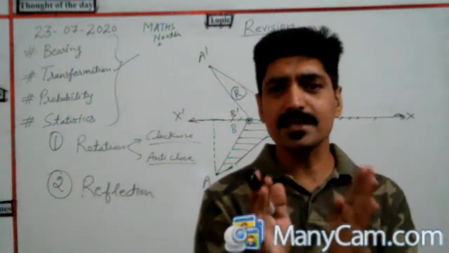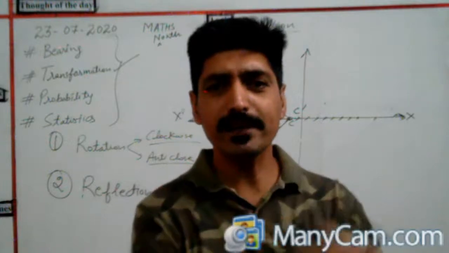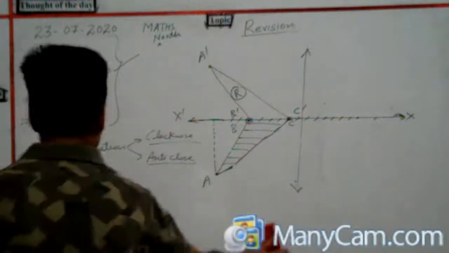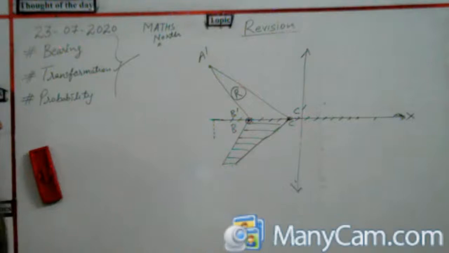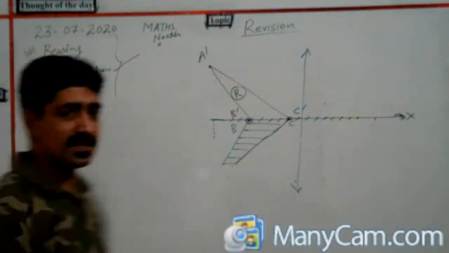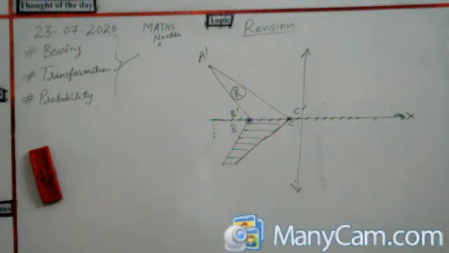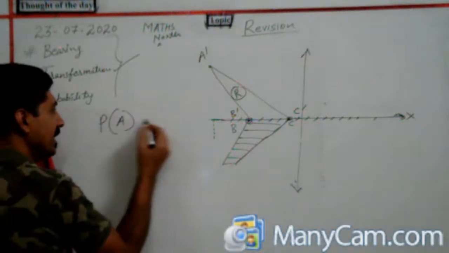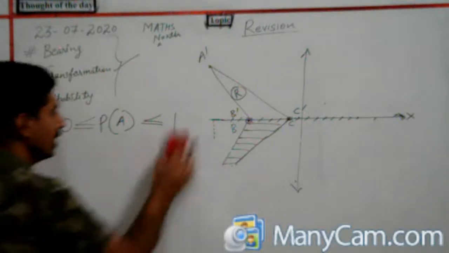Probability always lies between 0 and 1. If the probability of an object is 0, then we are saying that is the impossible event. So always the probability of an event A is less than 1 and greater than 0, right?